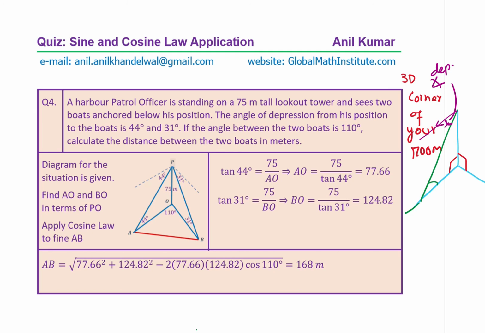Now these two angles are equal since we are talking about parallel lines. So that is what is shown here. Now these two lines are parallel, and therefore the angle of depression is equal to the angle of elevation. So we get 44 degrees angle on one side and 31 degrees angle as shown here in the diagram on the other side. The police officer is 75 meters above, and therefore the height here from P to O is 75 meters. And these are the two positions of the boats A and B. Angle between them is 110 degrees. So that completes the diagram.